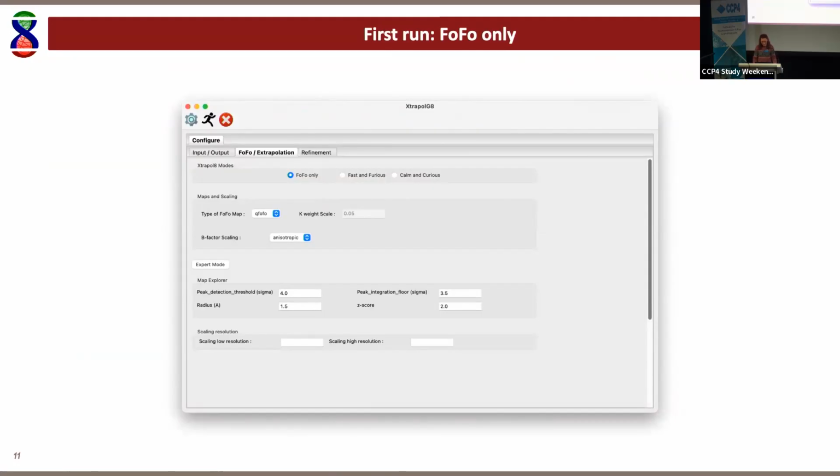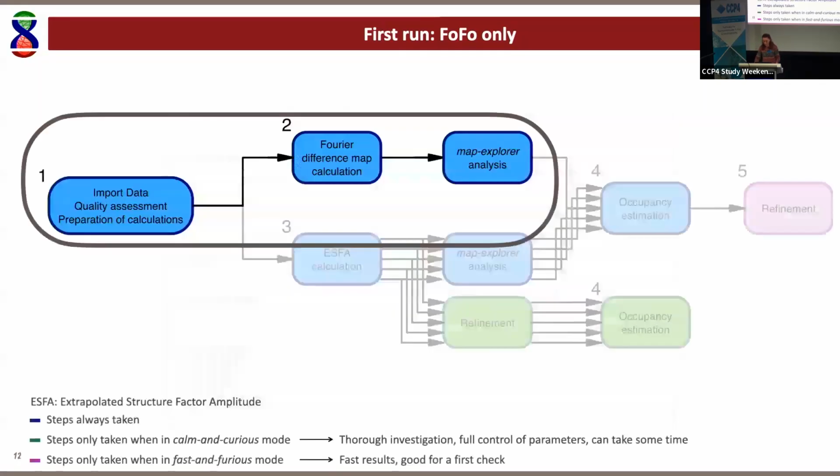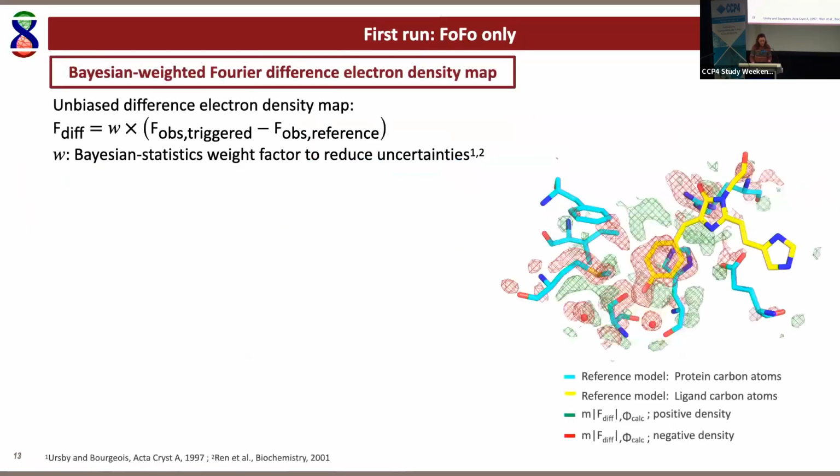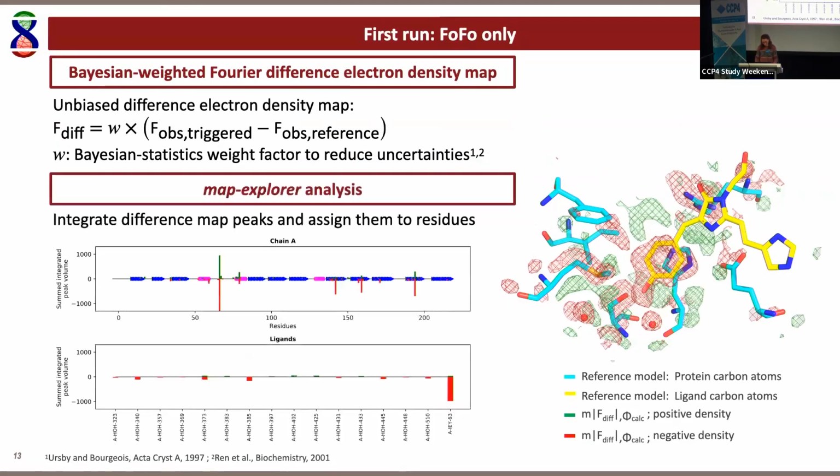So good. Then we can go to the second tab and change some options to start running Xtrapol8. And we advise to start with Xtrapol8 in the FOFO only mode. So this is a mode of Xtrapol8 where we only do a small part of the Xtrapol8 pipeline. So we'll calculate a Fourier difference electron density map, which we then analyze using the Map Explorer tool. So remember that this Fourier difference map actually shows the unbiased difference between our triggered and our reference state. And we try to automate the analysis a bit with the Map Explorer tool, which will integrate these difference map peaks and assign them to residues.